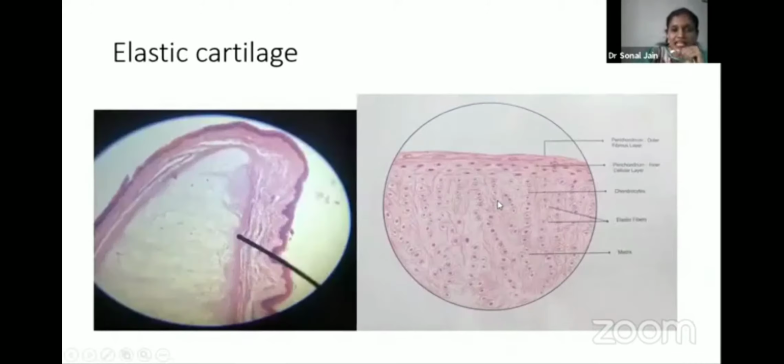Moving towards the elastic cartilage. As the name suggests, this has more elastic fibers in it, so it looks yellow. It is also called yellow cartilage. The chondrocytes are also present, sometimes in groups of 2 to 3. Remember the E: elastic, and examples are also with E: ear pinna, epiglottis, and external acoustic meatus.